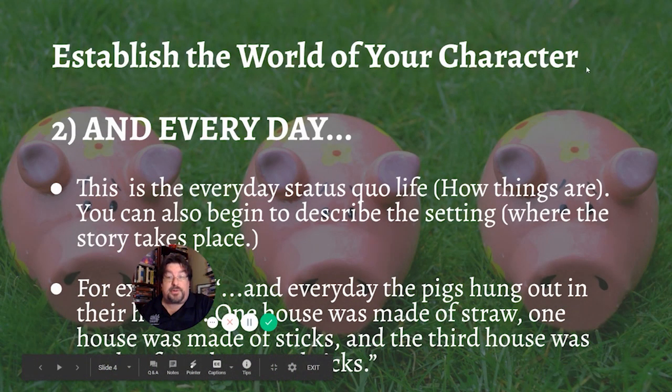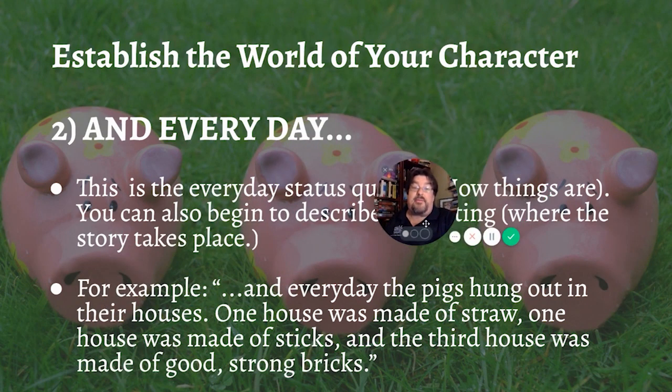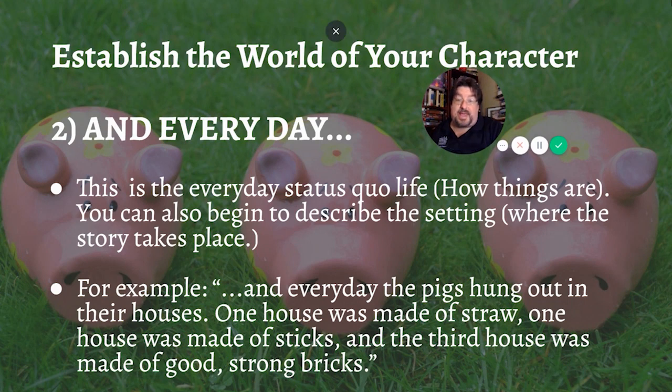Now, establish the world of your character. This is the every day part. So, every day, the status quo of the play, this is how things are. You can also begin to describe the setting where the story takes place. So, for example, every day the pigs hung out in their houses. One house was made of straw, one house was made of sticks, and the third was made of good, strong bricks. Now, your every day doesn't need to be super exciting. We're just getting into the mindset of the story, where we are, who are the characters, what's the story that you've just thrown us into.